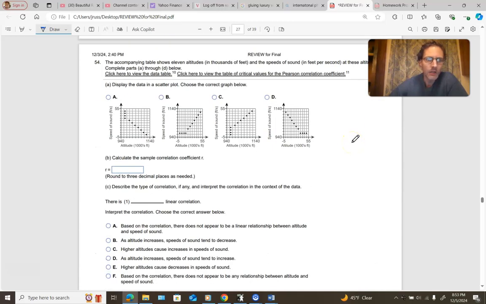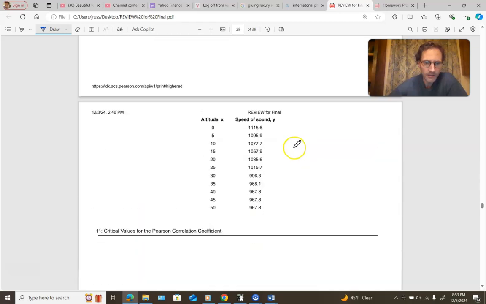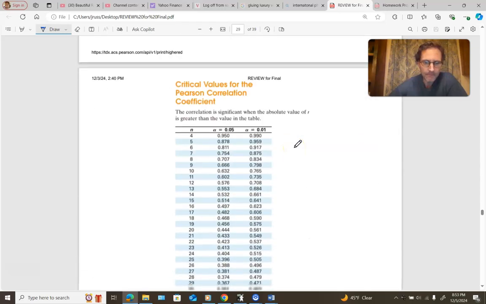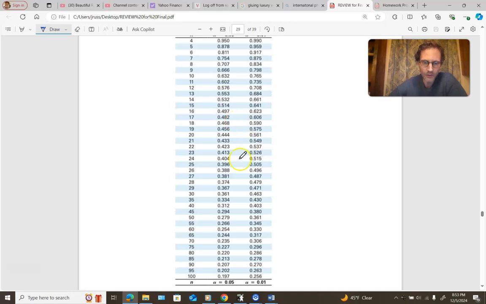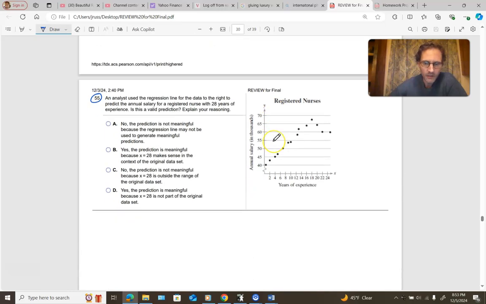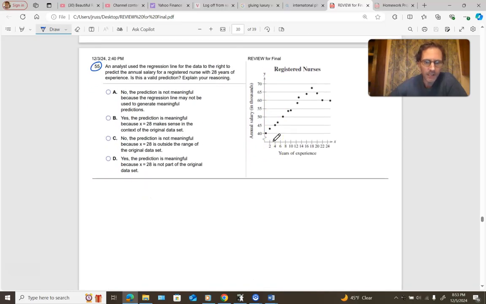All right. Well, 54 is just like it. Of course, it gives you the chart to reference again. Let's look at 55, okay?